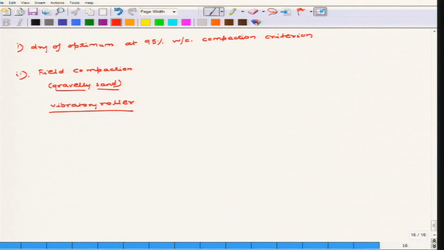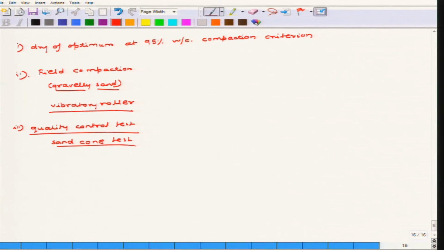The final part asked is to specify an appropriate quality control test. A quality control test means you are supposed to use a density test. The most important density test that you are going to use here, which requires less labor, is the sand cone test. The sand cone test has already been taught, so I am not going to cover the details here.